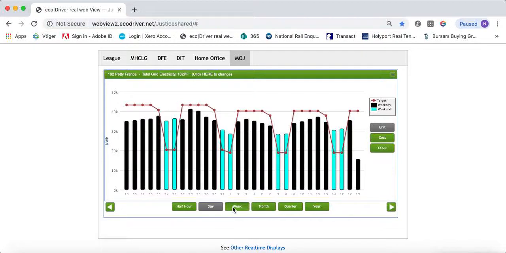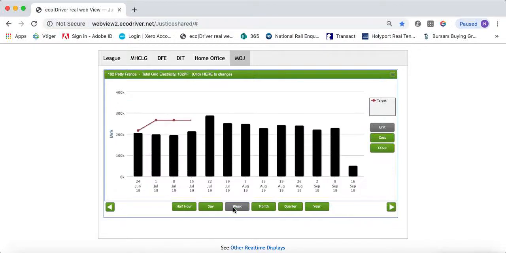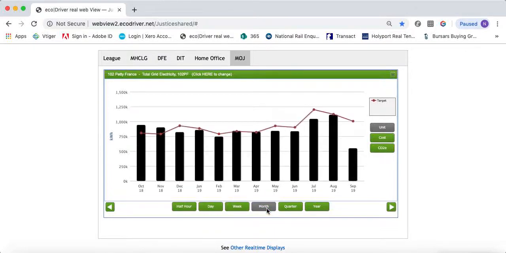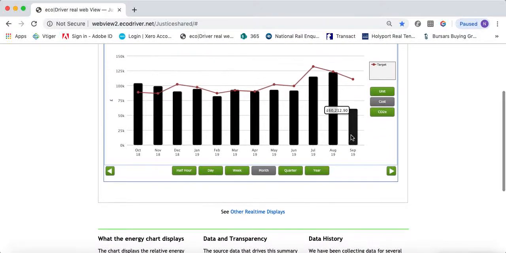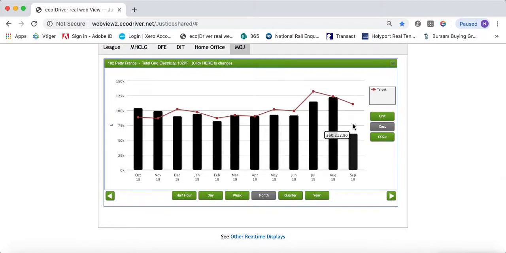Here we have daily. We can look at it weekly. We can look at it monthly. And we can look at it in quarters. And we can also look at it on the basis of cost as well as units of usage. Clearly, what we want to be able to do is to look at how do we ensure that we get the unit cost down.